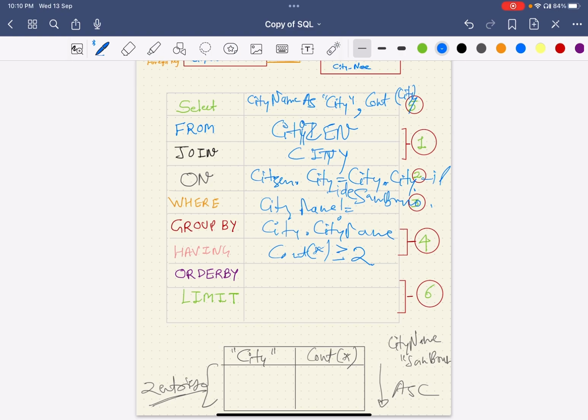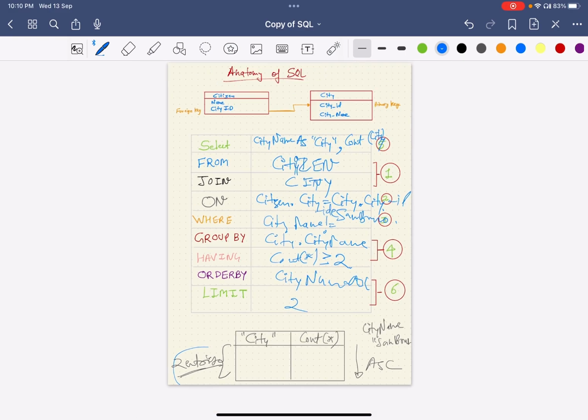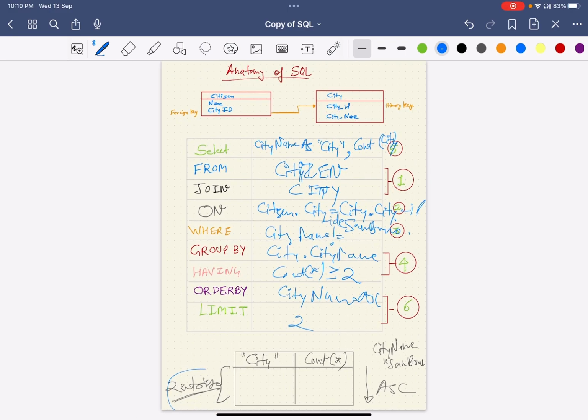So there was one more condition, that the count of city should be greater than or equal to 2, and the order will be on the basis of city name, ascending order we need, and the limit we need is two. Basically we need only two entries. So this is the anatomy of SQL. This is how we write our SQL command.